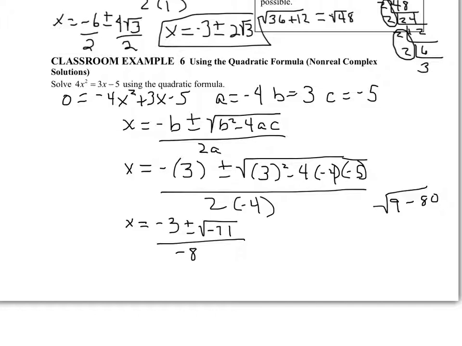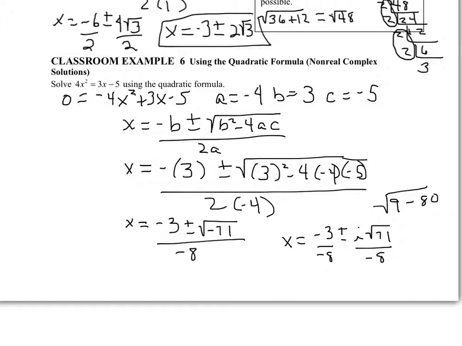Now, I need to see if that radical simplifies. What I should pay attention to is I see a negative under there. What does that mean? I definitely have to take care of it. I'm going to need to take the i out. The number part, though, 71, is actually a prime number. There's not going to be any factors that I can pull out of the radical. So when I finish cleaning this up, I would have x equals -3 plus or minus i square root of 71, and I could put each of these over -8.